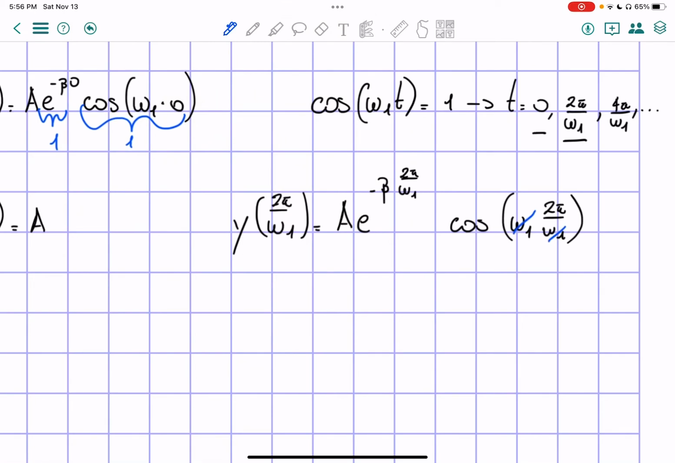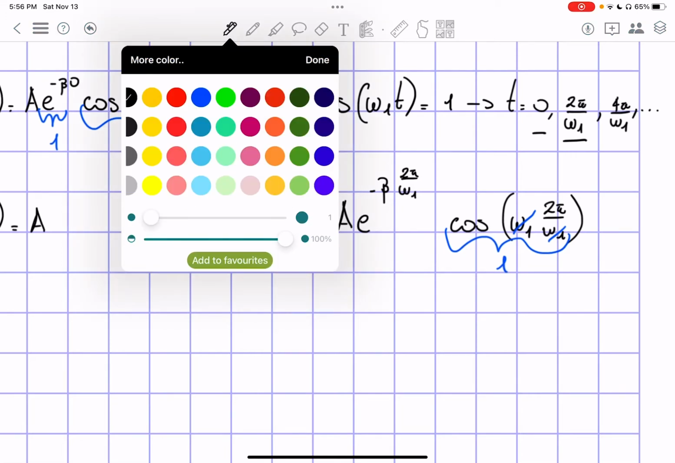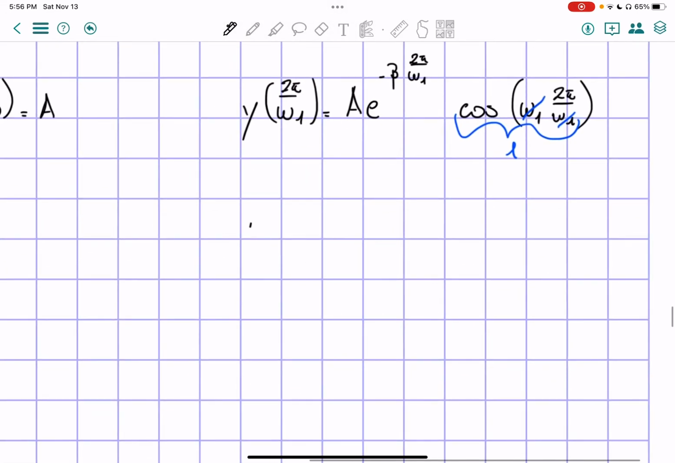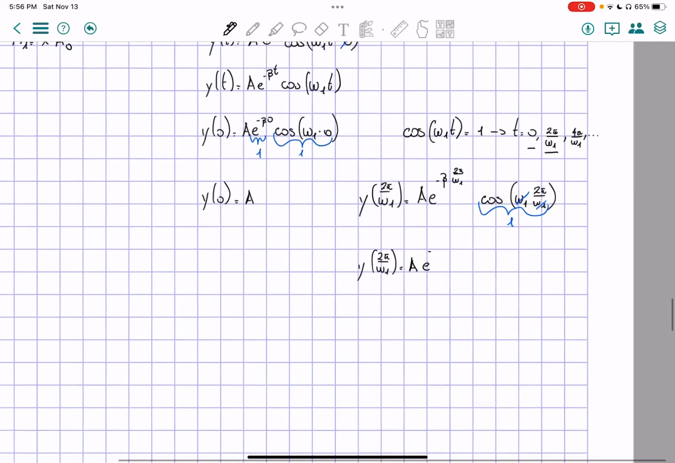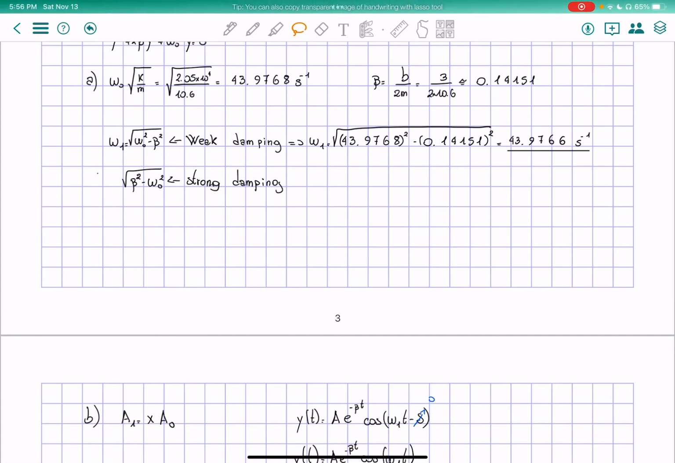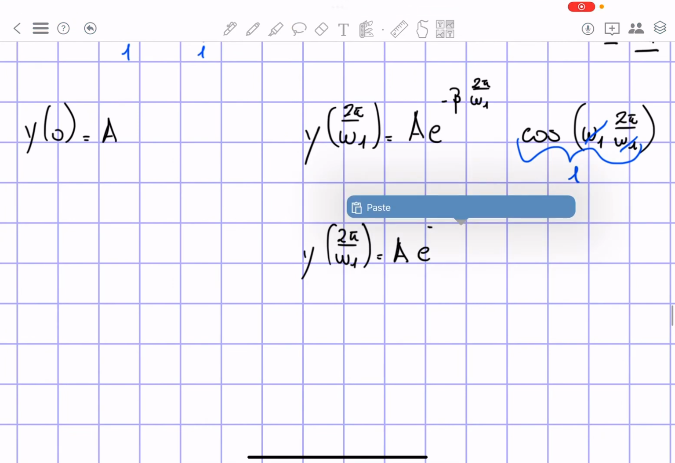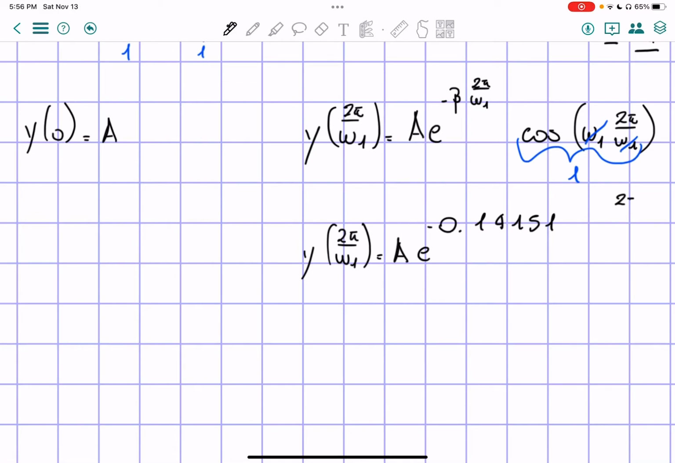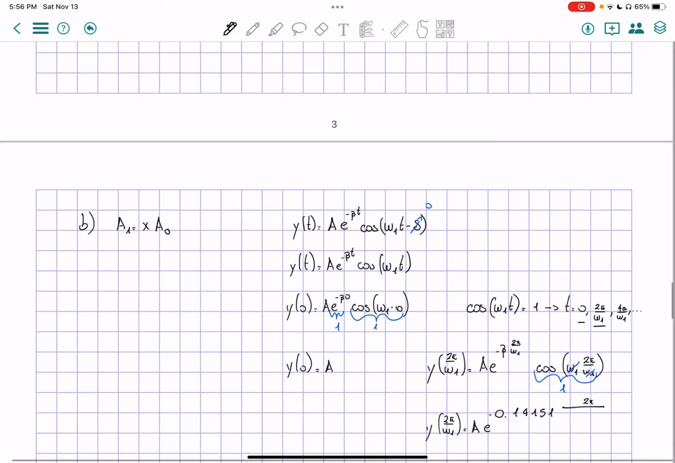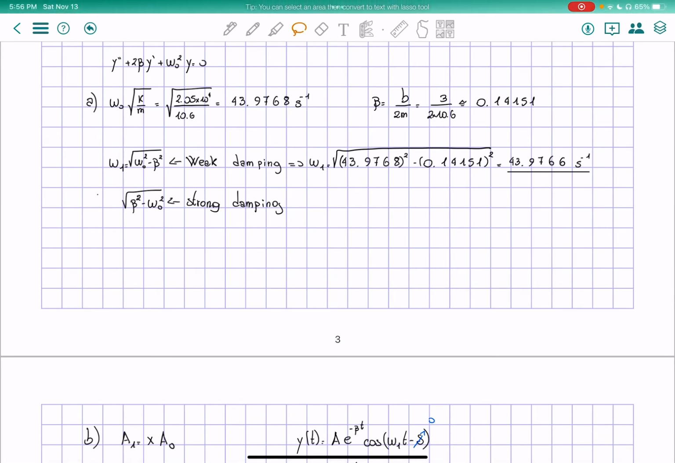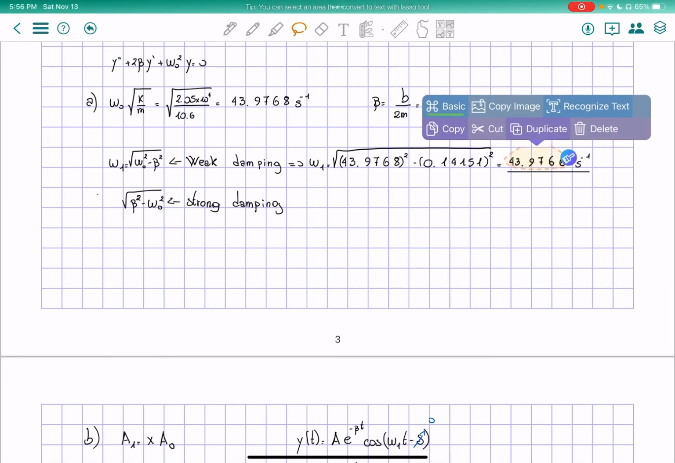So w1 is related with each other, so we have cosine of 2 pi, which we know equals 1, and therefore we have that y at 2 pi over w1 is equal to A times e to the negative b, which is equal to the value that we found earlier, which was this one right here. We copy and paste instead of rerunning it. Paste, times this value, so 2 pi over w1, that we said is equal to this, 43.9766.